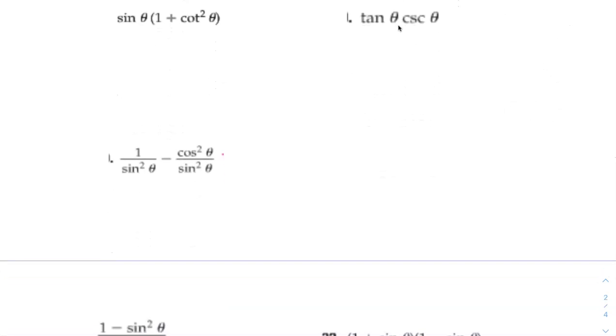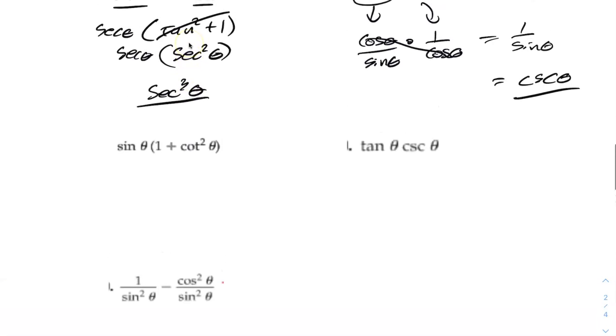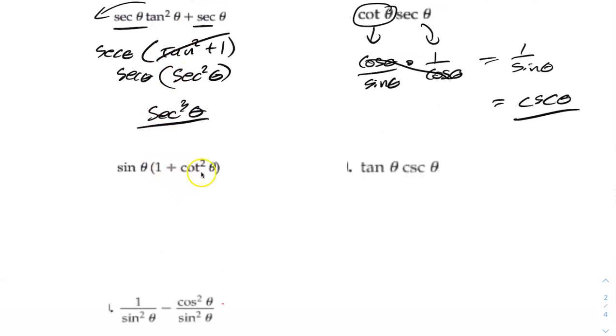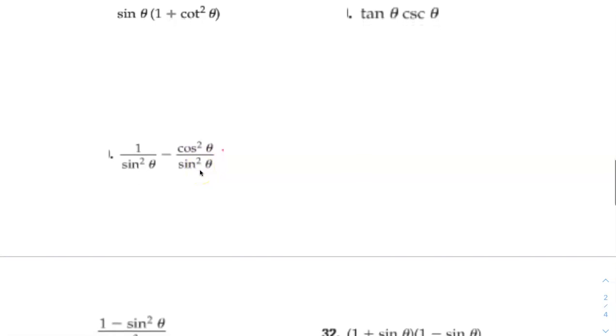This next one looks like they want me to distribute, but there might be an easier way. We just talked about it. What's 1 plus tan squared? Secant squared. So what do you think 1 plus cotan squared is? Cosecant squared. And times that by sine. Now these are reciprocals with each other.